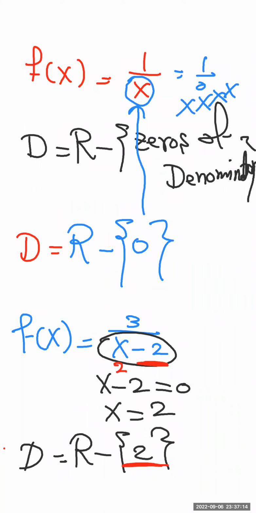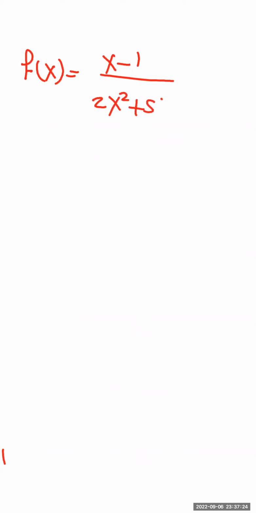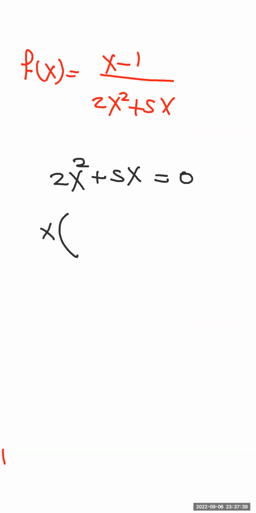One more question. f of x equals x minus 1 over 2x squared plus 5x. Now, get me the denominator, 2x squared plus 5x. When will it equal 0? Now factorize. There is a common factor, of course, it's x. So x times 2x plus 5 equals 0.